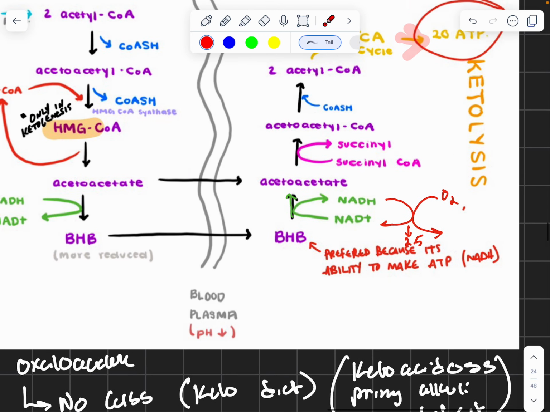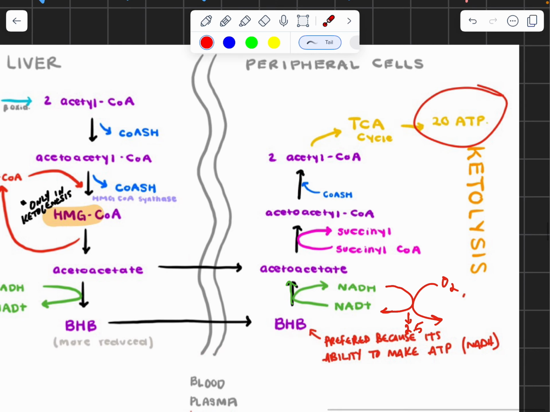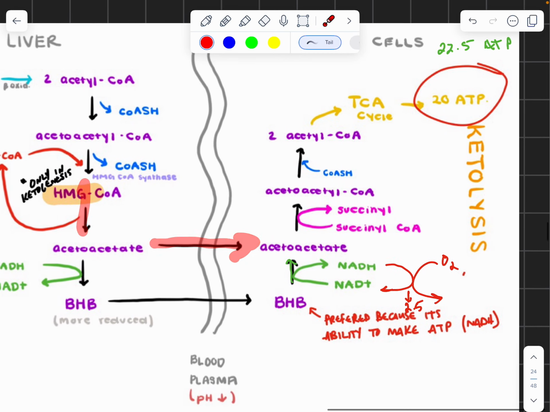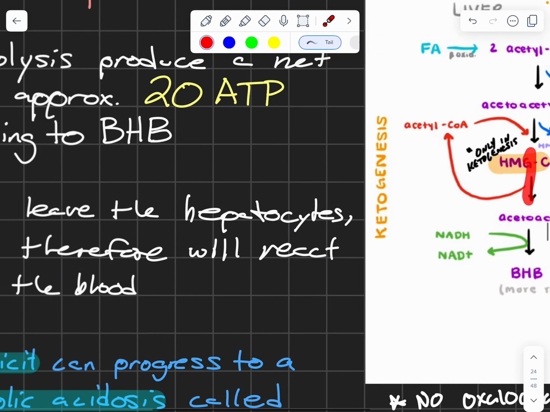So if we get reduced all the way to BHB and come up through this entire process, in all reality, we are producing 22.5 ATP. But if we stop here at acetoacetate and fly through the membrane right here, we are only going to produce 20 ATP because we do not get this redox reaction right here.